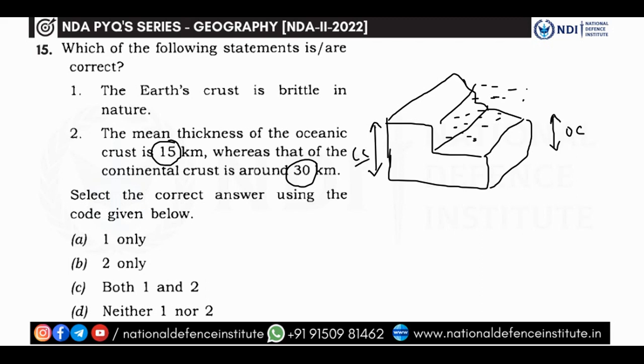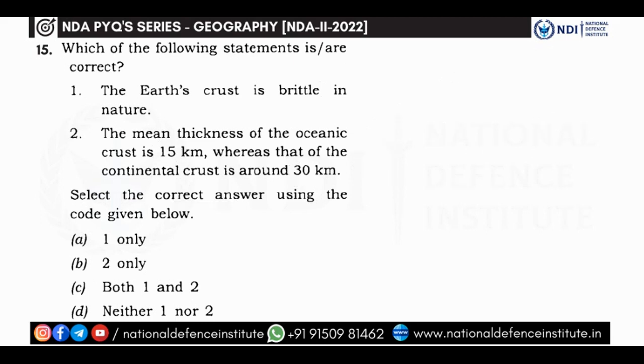So here the earth's crust is brittle in nature. Of course, that is brittle in nature, that's why you will have earthquakes and the entire disaster that is going to take place. And the mean thickness of the oceanic crust is 15 km. Of course, that is somewhat thin, but your continental crust is somewhat thicker. They are asking for the correct answer, so obviously we can go for C. So that is the answer for the 15th question. Let's go for the next question.